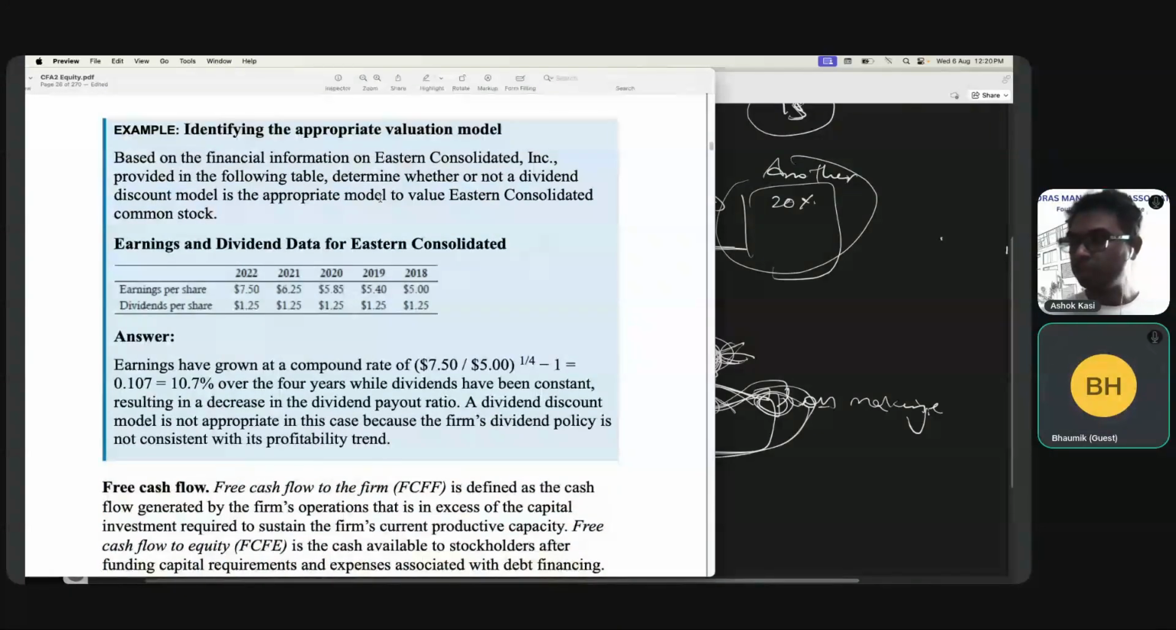Now you see this one. This is an interesting one. Just go through this question.